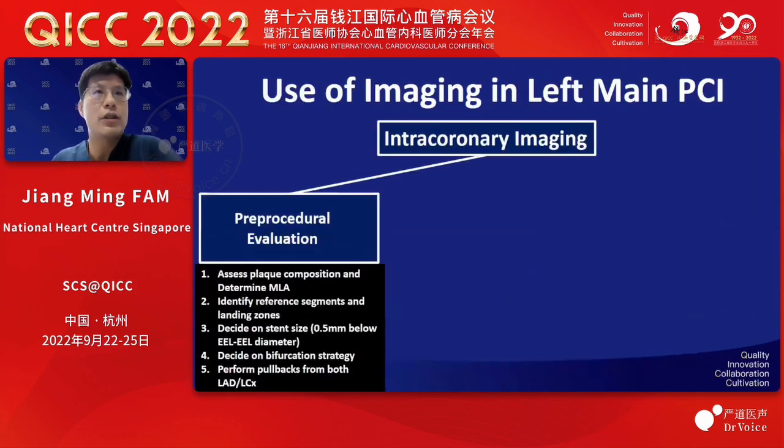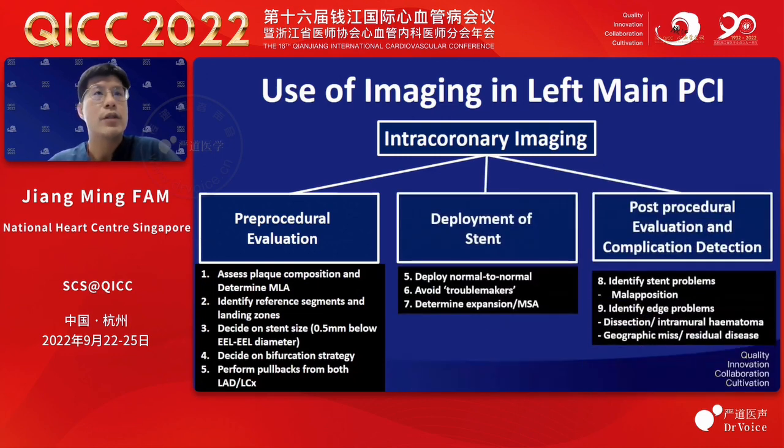Now, another tip is to consider the use of imaging. It's relatively easy to perform, provides critical information in procedural planning, stent deployment, and post-procedural evaluation. Now, with imaging, operators can obtain precise vessel wall measurements and understand the underlying plaque composition, features that may not really be seen on plain angiography.